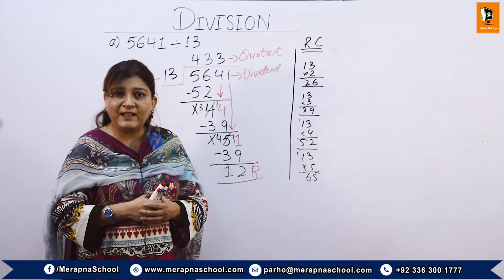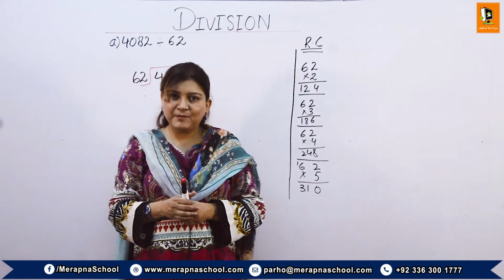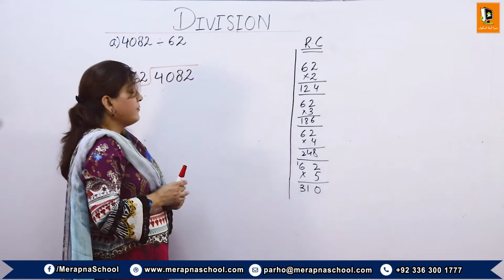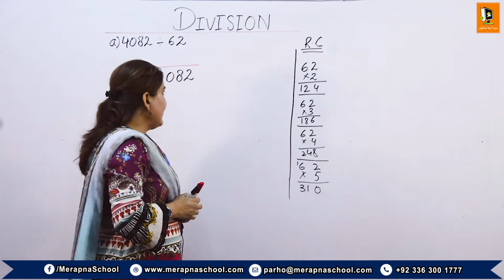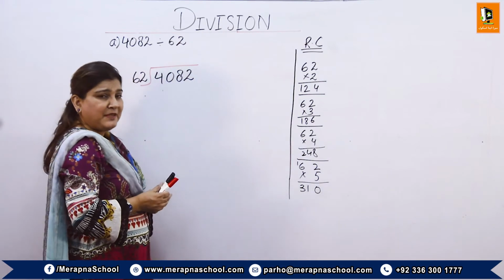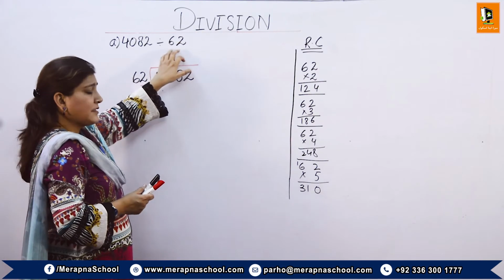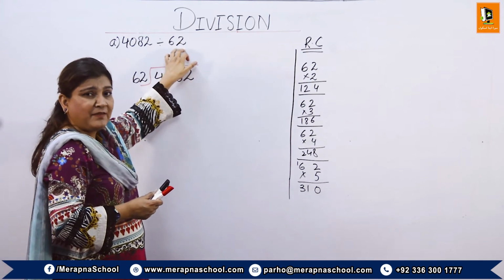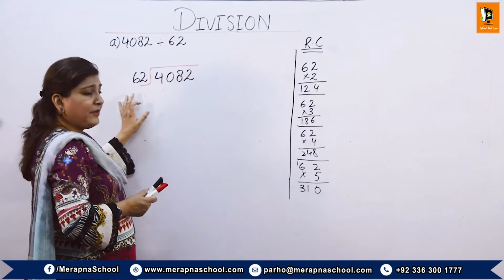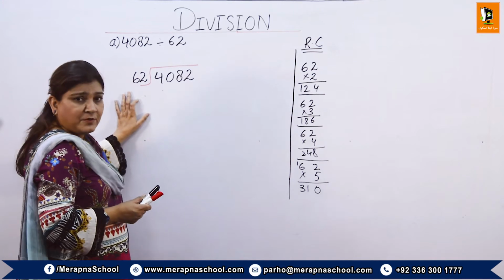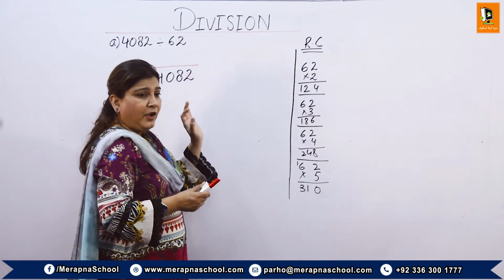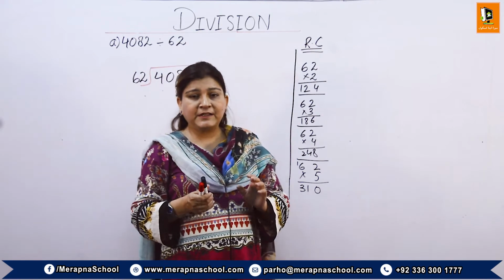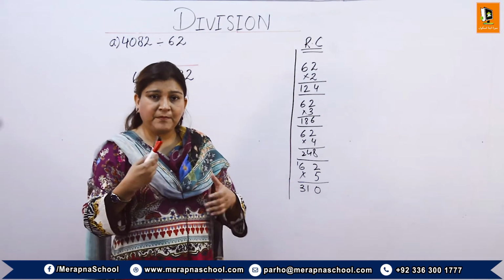Now let us solve another exercise. Now we have another number over here, that is 4082 divided by 62. In this, as you can see, the 4-digit number will be the dividend, and 62, which is the smaller number, will be the divisor. Now let us do division. Here I have written 62 outside and 4082 inside.